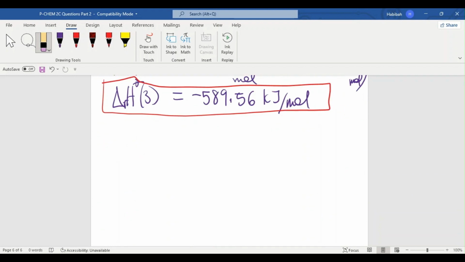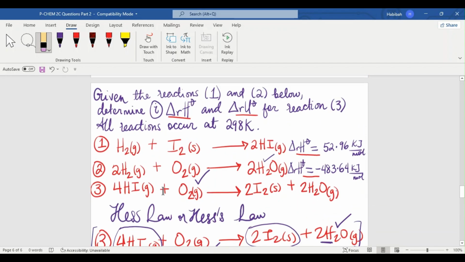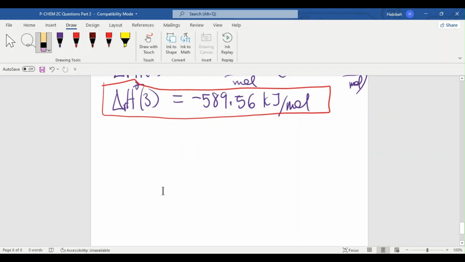So I wanted to mention that the work is not actually done because the second part of our question asks us to find the change in internal energy of reaction. And I'm going to be doing it in another video because I feel like this information for Hess's law can be a lot. So make sure you watch the video in the description box.